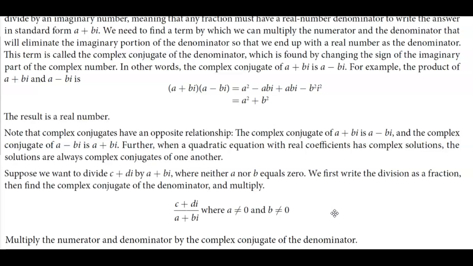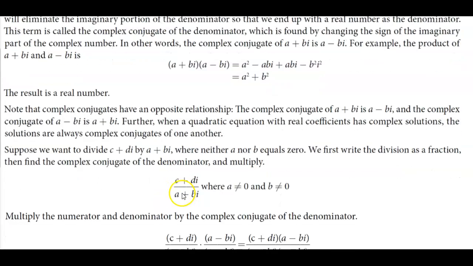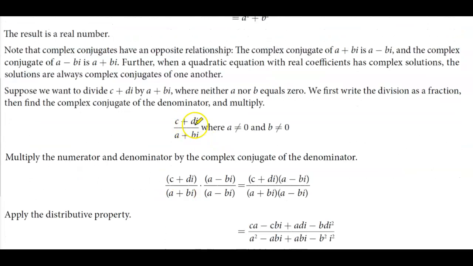We first write the division as a fraction, and then find the complex conjugate of the denominator and then multiply. So here we have c plus di over a plus bi. We want to multiply the numerator and denominator by the complex conjugate of the denominator. So here is the denominator, a plus bi. And what we want to do is multiply it by its conjugate. Well, the conjugate of a plus bi is a minus bi. You have to make sure that you multiply it by its conjugate in order for this to work.